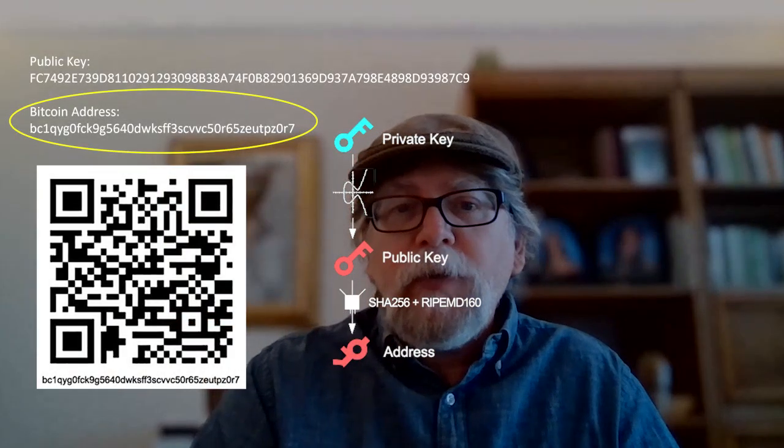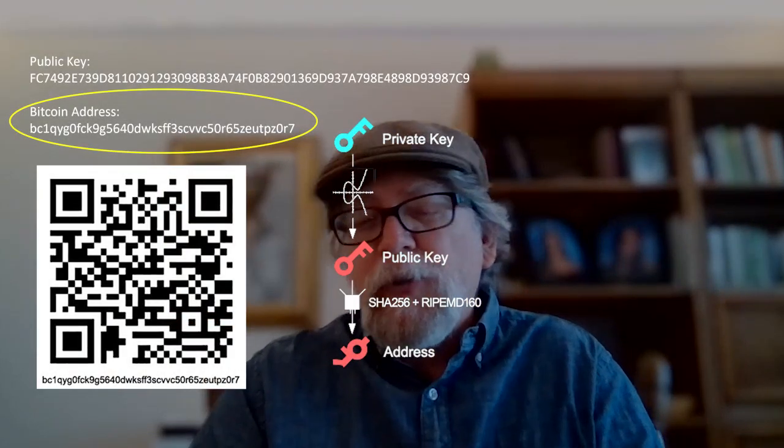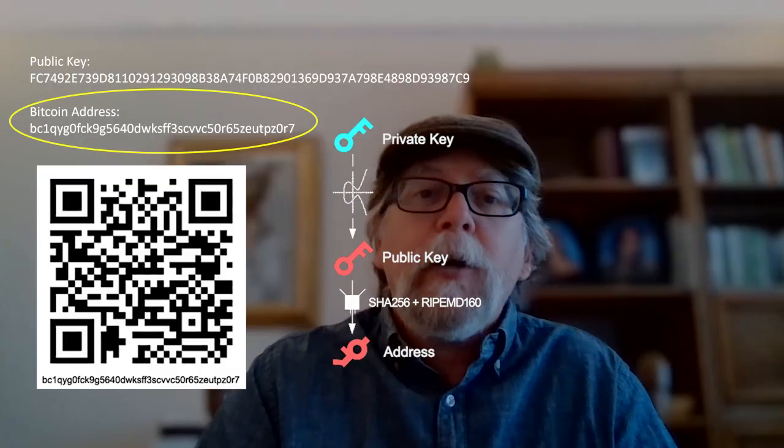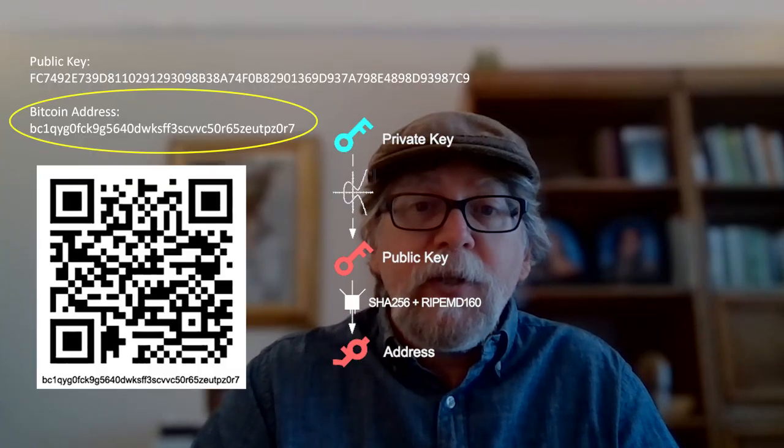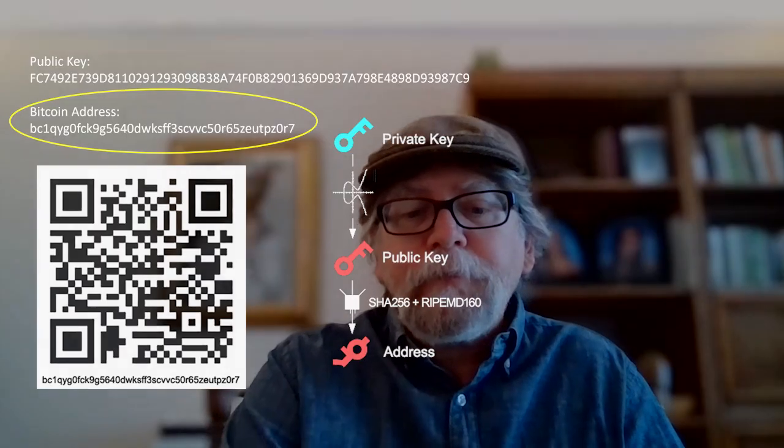Second, SHA-256 hashing is used in Bitcoin addresses. When you create a Bitcoin address, SHA-256 is used along with another type of hashing that has a smaller output to turn your public key into that shorter address that you see starting with BC1.